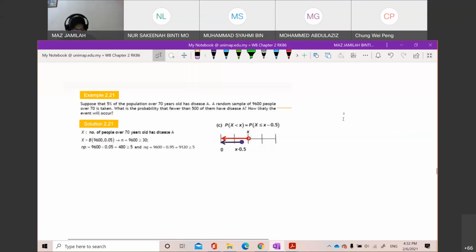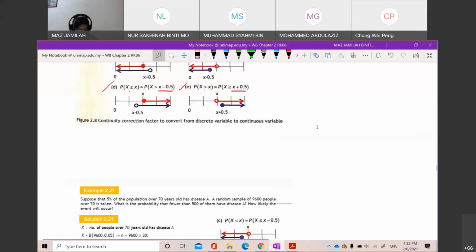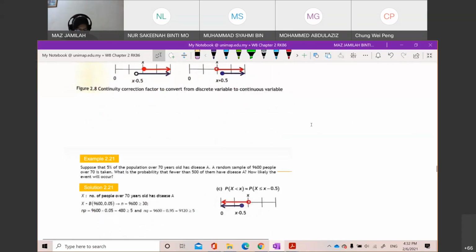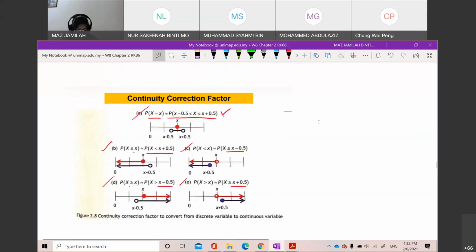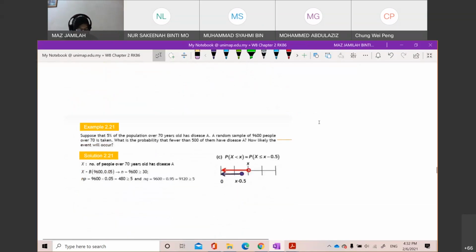Okay. Now, the first example: how can we apply the approximation and how does the continuity correction factor get involved in your calculation? Suppose that 5% of the population over 70 years old has disease A. A random sample of 9,600 people over 70 is taken. What is the probability that fewer than 500 of them have disease A? How likely will the event occur?